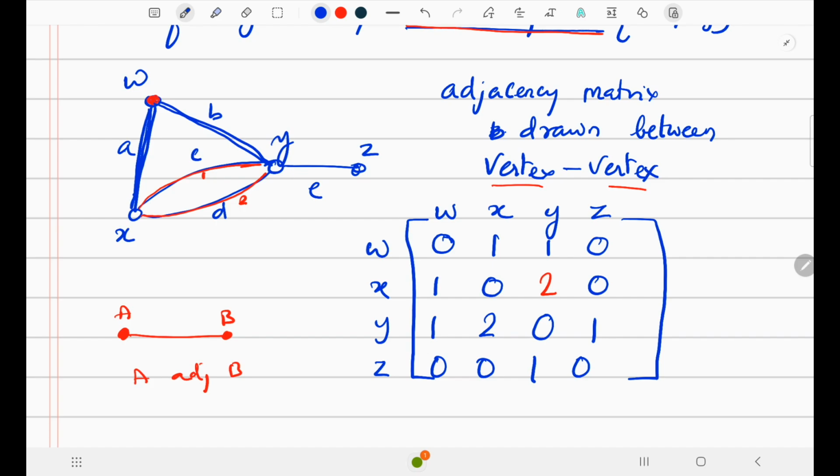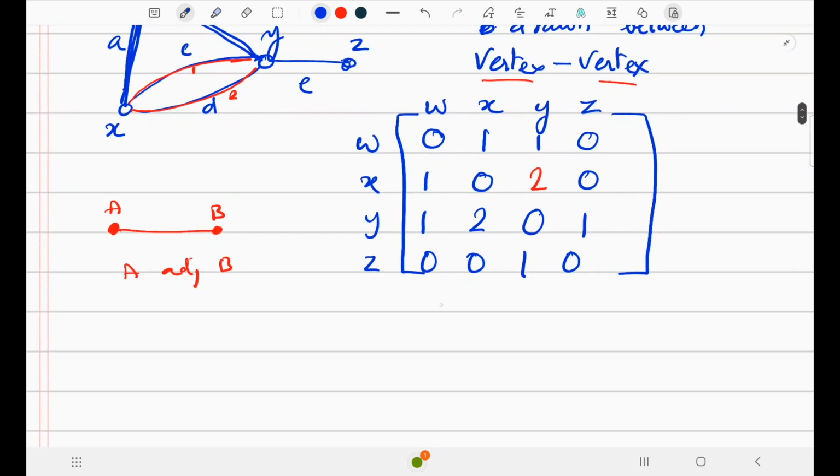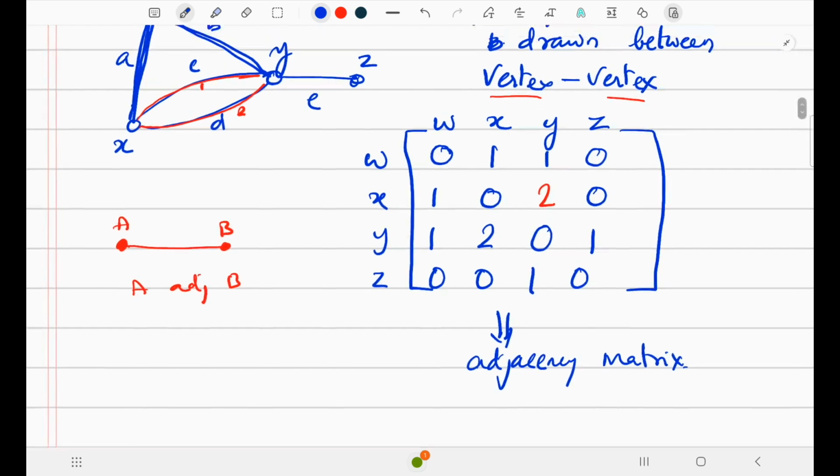So this is the adjacency matrix, right? Very easy, very simple. And then after adjacency, we can have the incidence matrix. So you can try any other example.